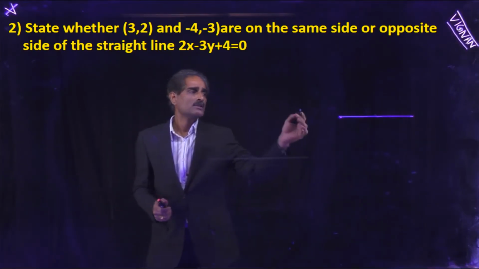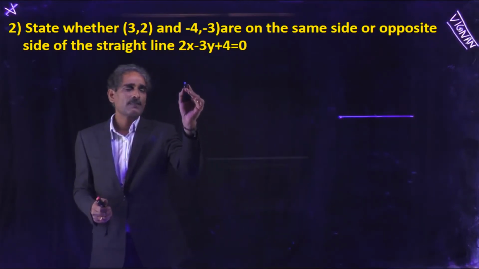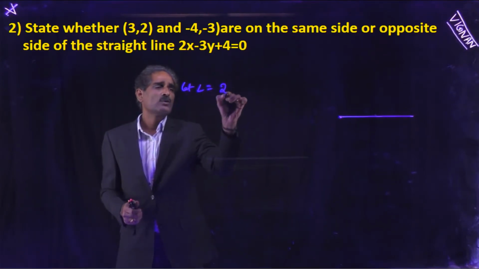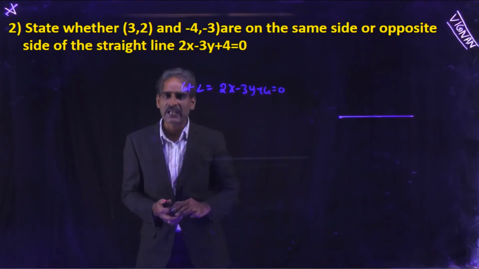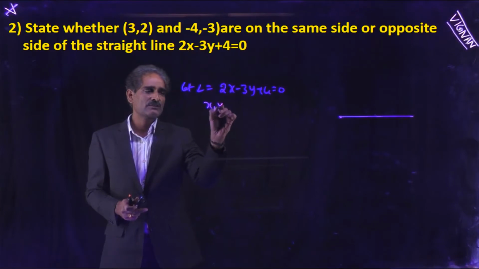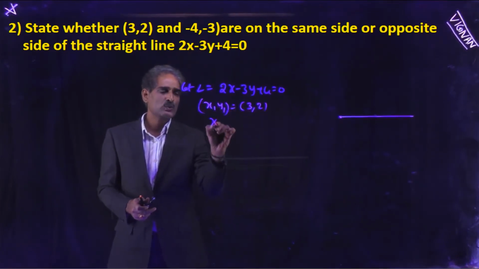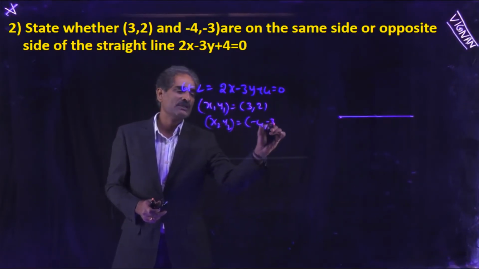Suppose this is the given line. Let us take L equal to, what is the given line? 2x minus 3y plus 4 equals 0. This is the given line L. So the given points: let us consider (x1, y1) as the first point, that is (3, 2), and (x2, y2) as the second point, that is (-4, -3).